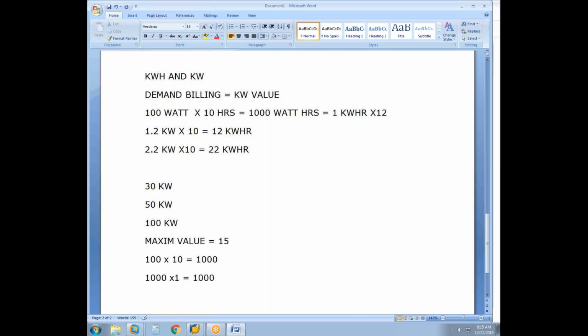But in water and gas, we don't have any demand. We only measure the consumption. So let us focus now only on energy meter. Later we'll see demand billing.